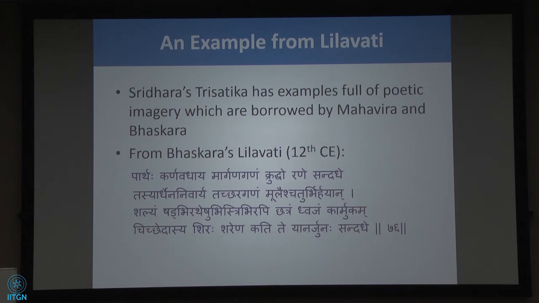And then Ishubis Tribhirapi Chatram Dhvajam Karmukam. So with 1 each, he destroyed his flag, the canopy above his chariot, and his bow. Chicheda Asya Shirash Sharena. And then he cut off his head with one arrow. Katite yan Arjuna sandadhe. Tell me, how many arrows did Arjuna pick up?